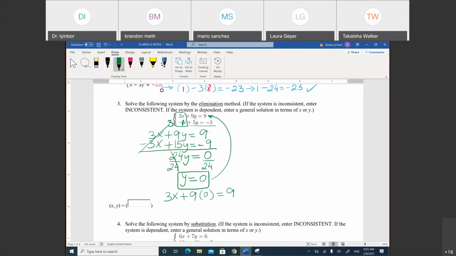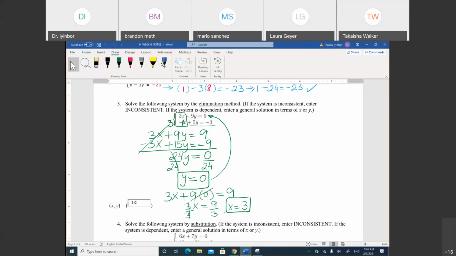Okay? Now, when you plug it in, make sure you plug it into the right place. You don't plug it in the place of x, you plug it in the place of y. So now 9 times 0 is 0, and we have 3x equals 9. And you're going to divide by 3, and you're going to get x equals what? x equals 3. So that's my answer, okay? That's right. So my solution, when you write it, is always written as a pair. x is going to be 3, always put x in the first place, comma, y was 0, okay? So that's how you write it, (3, 0).